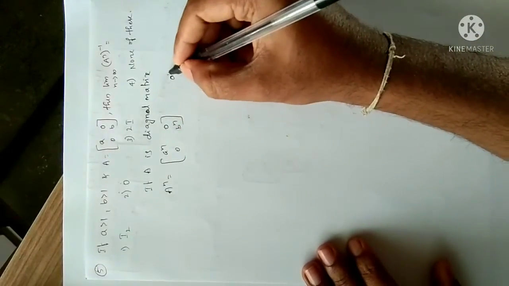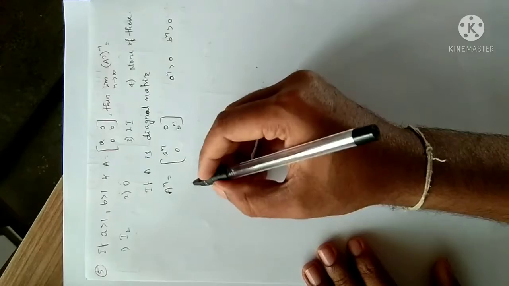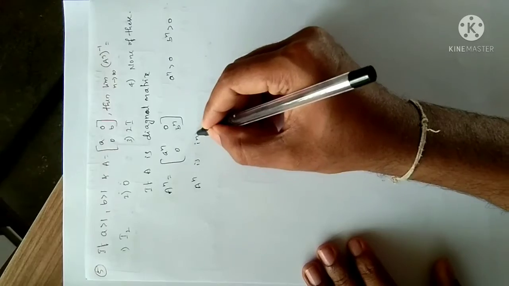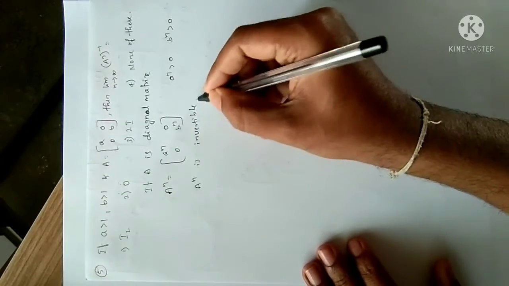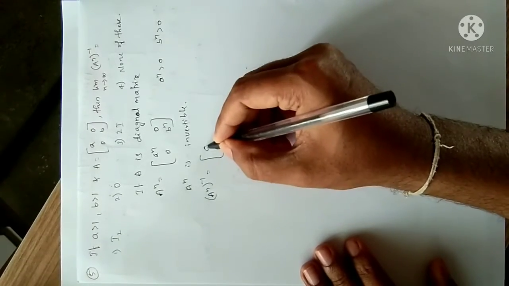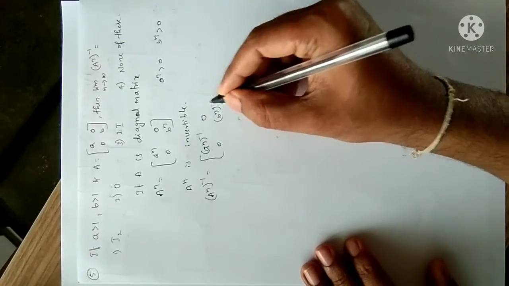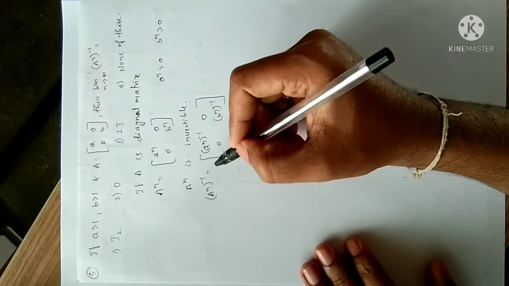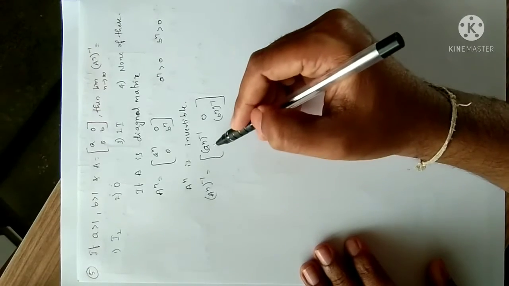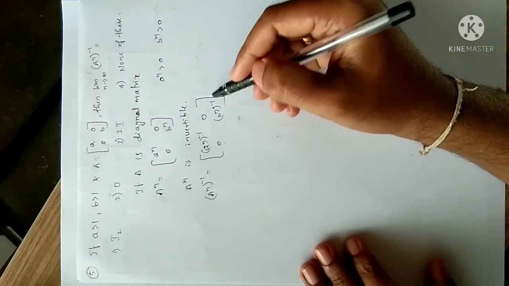Same, a to the power of n is also greater than 0, b to the power of n is also greater than 0. Now we know that A^n is invertible. It is a diagonal matrix, so the inverse exists. Therefore, A to the power of n whole inverse is equal to [[(a^n)^-1,0],[0,(b^n)^-1]]. Because this is a diagonal matrix, that's why the inverse exists.